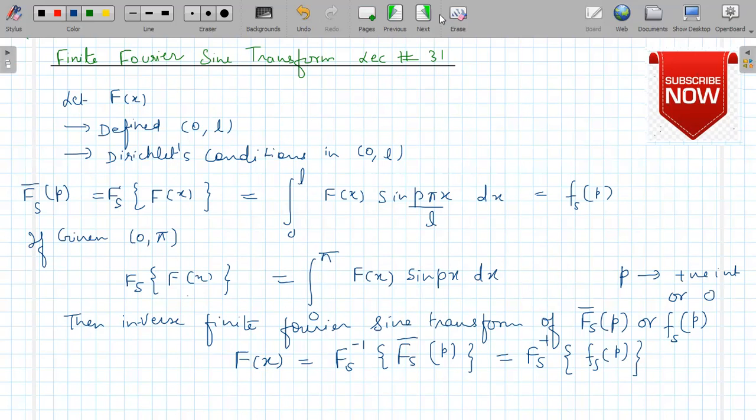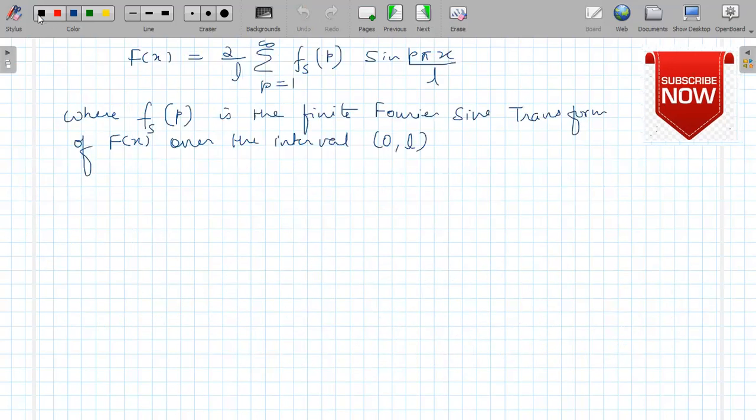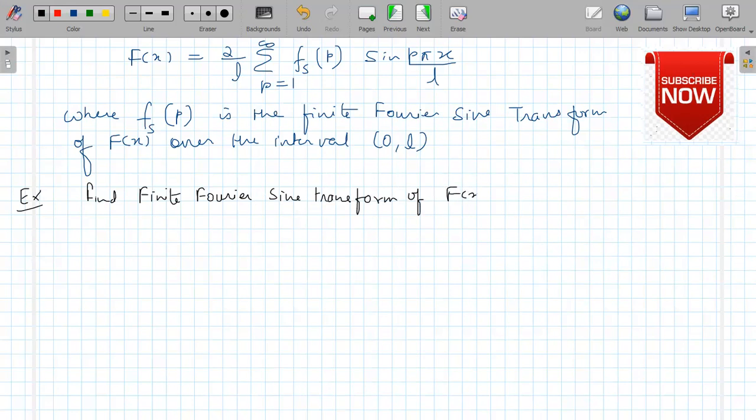Let's see one example to understand the formula and the procedure of doing problems in this case. We have to find the finite Fourier sine transform of, say, f(x) equal to 2x, where x lies between 0 and 4.